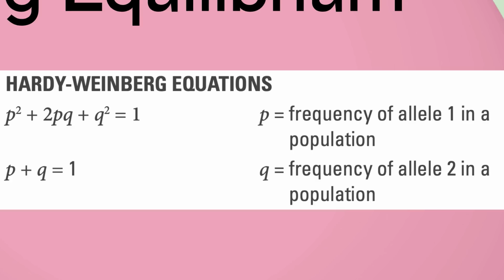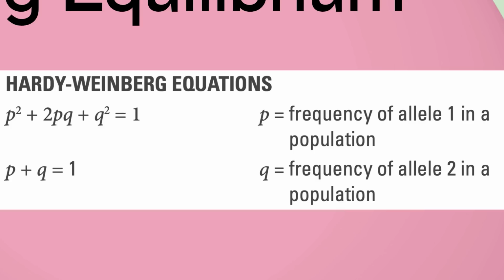If instead the problem is asking about individuals, and how many homozygous dominant, how many heterozygous, how many homozygous recessive, then we would use the other equation, the squared equation, P squared plus 2PQ plus Q squared equals 1. In that equation, P squared is the frequency of homozygous dominant individuals, 2PQ is the frequency of heterozygous individuals, and Q squared is the homozygous recessive individuals.